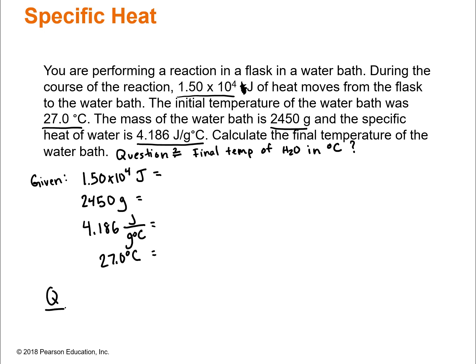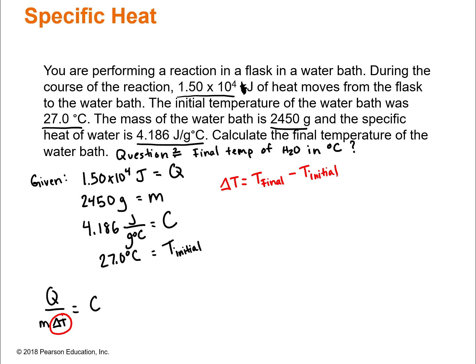Remember our equation. We've got specific heat, which is the C, equal to the heat divided by the mass times the delta T. What we don't know in this equation is delta T. Delta T is the final temperature of the water, which we don't know, minus the initial temperature of the water.